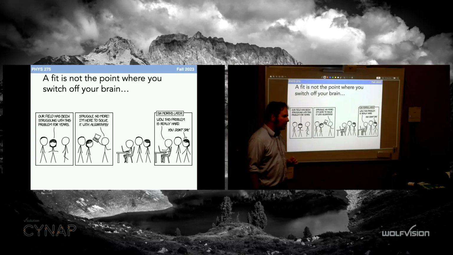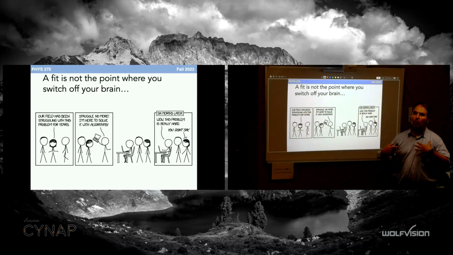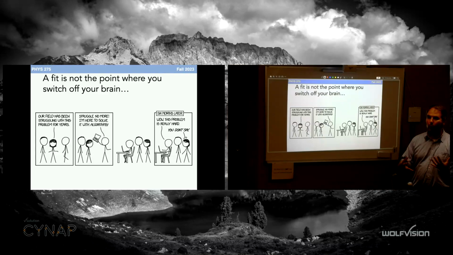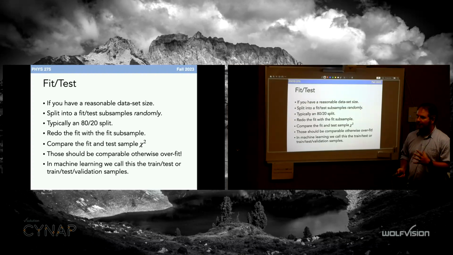This is not where you stop thinking. You now have a good description of the data. Now is the part where you tell everybody why this is a good description of the data. Like, how is this a model that works for you? So the fit test: if you have a reasonable data set size, you split it into fit and test subsamples randomly, typically 80-20, but 60-40, pick it. Redo the fit with just the fit subsample, and compare the fit and test sample chi-squared.